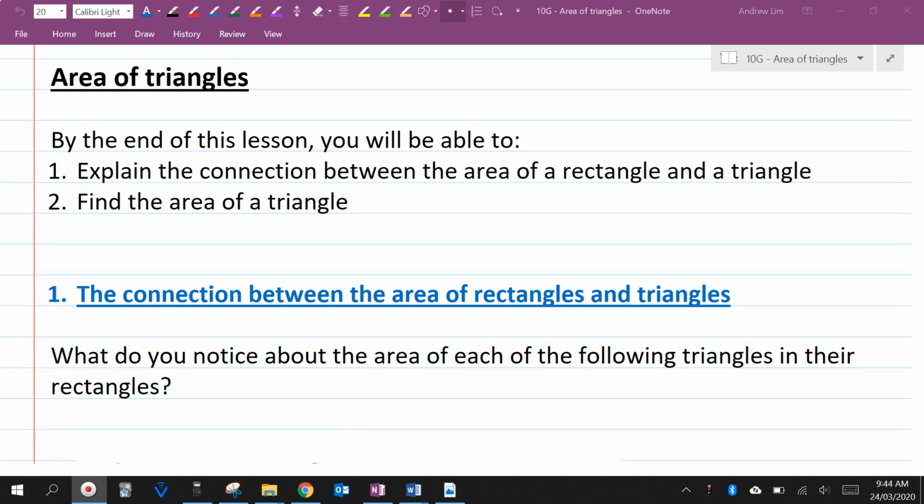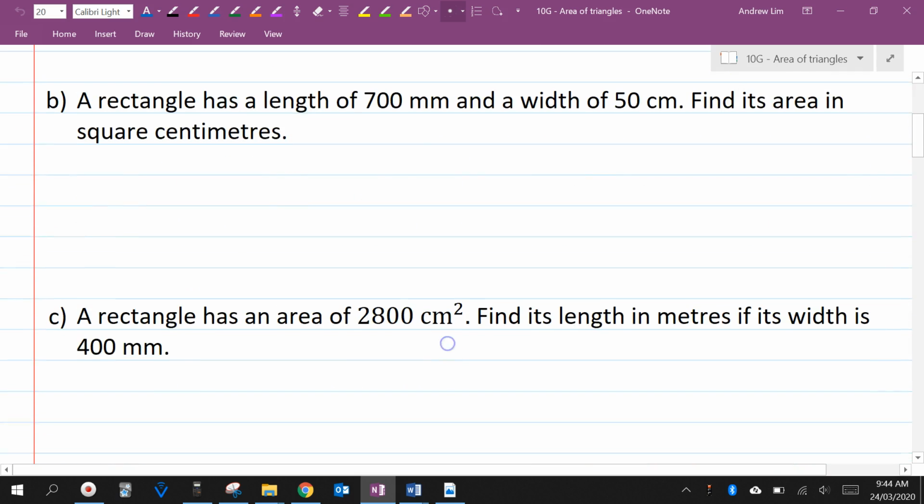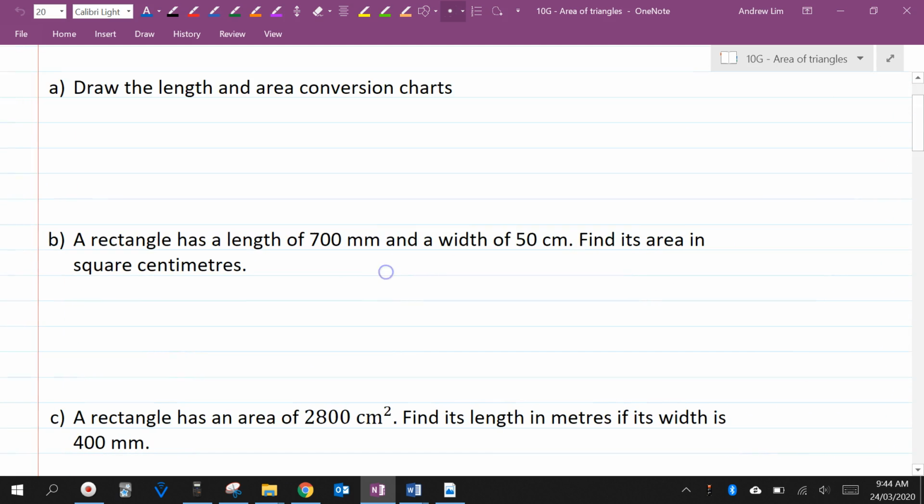It's your teacher Mr. Lim here, and in this video we're going to be looking at the area of triangles. However, before we look at this, I want you to answer these three recap questions. So pause the video and have a go with question A, B, and C.